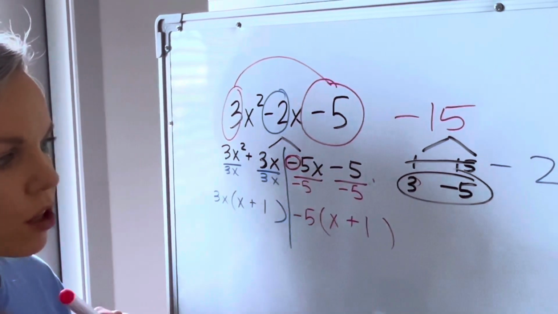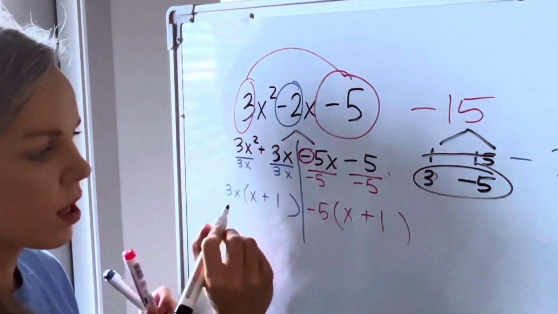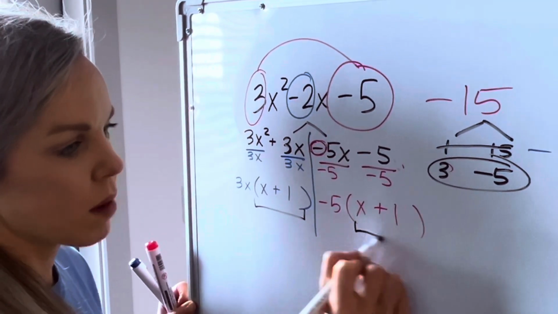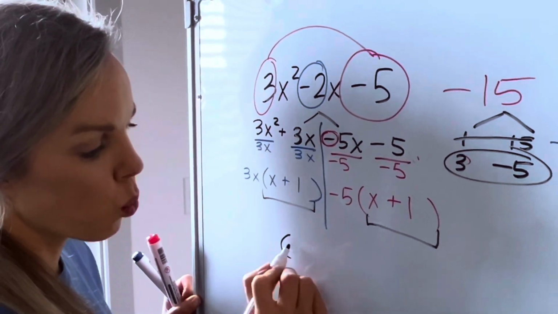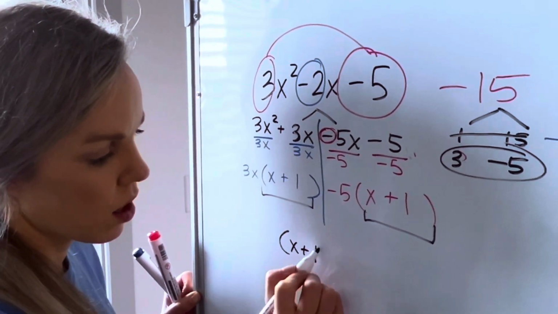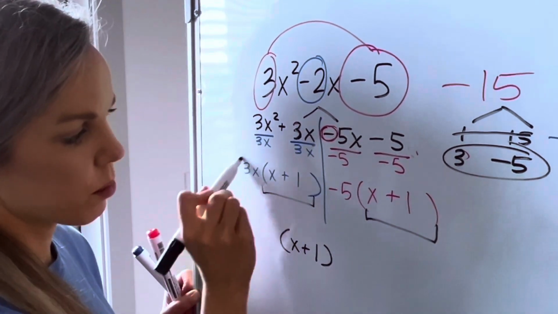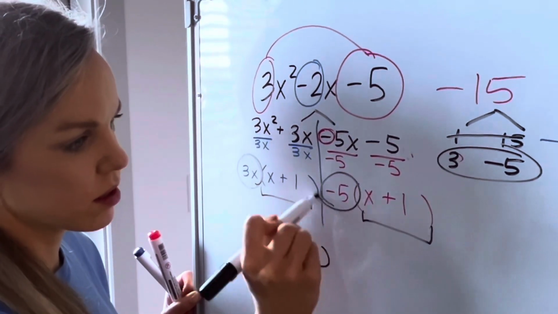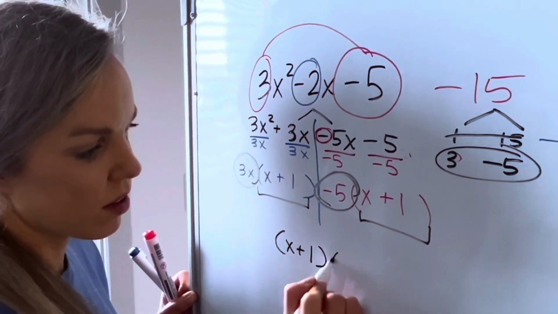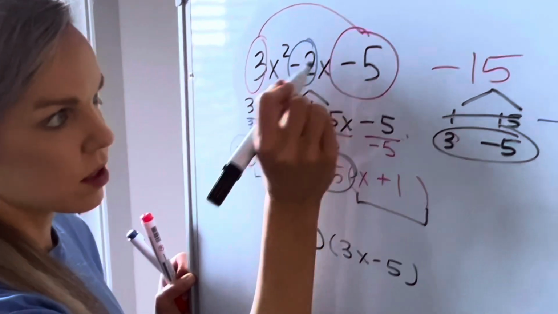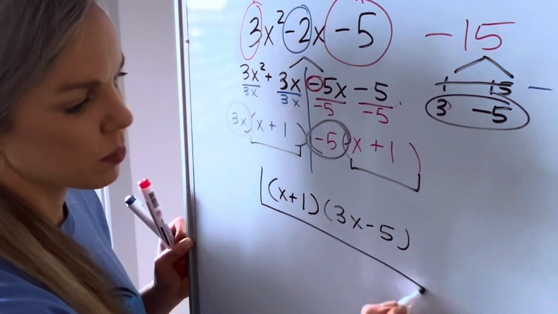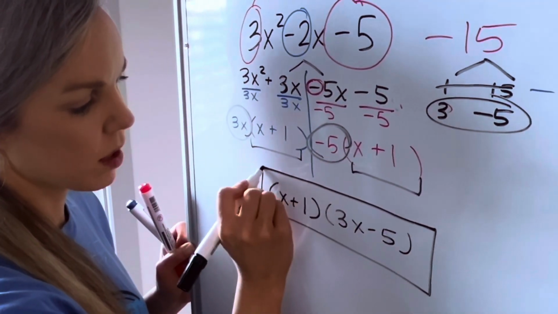Now, if you've done everything correct until this point, the parentheses should match. Okay, they both say x plus 1. That's one of your factors. The other factor comes from what's in front of the parentheses, 3x minus 5, in that order. And so the factored form of this trinomial is x plus 1 times 3x minus 5.